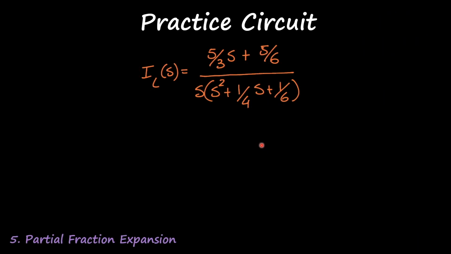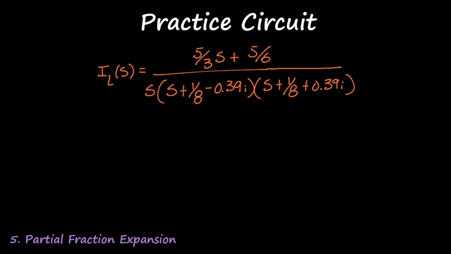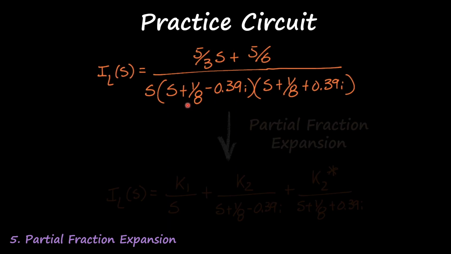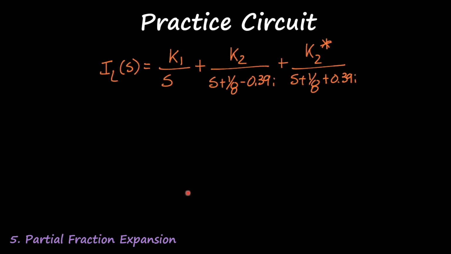Let's go and start doing the partial fraction expansion. So I'm going to rewrite my equation now with the poles on the denominator. I don't need to write the zeros, they can just be like this. And the goal is to separate the poles from each other with the respective k's. And this is what's called partial fraction expansion. And now I need to find those k's.